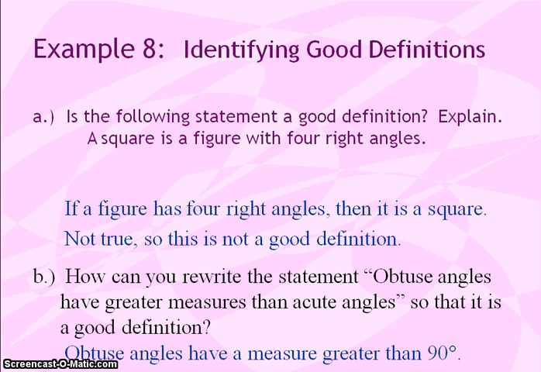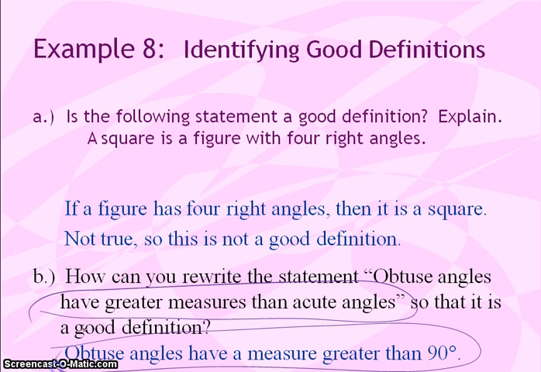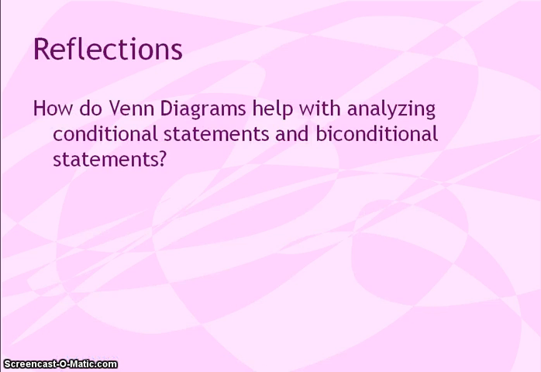Okay, how can you rewrite the statement, obtuse angles have greater measures than acute angles, so that it's a good definition? It's really kind of wordy to say have greater measures than acute angles, plus 90 degrees, which is a right angle, has a greater measure than an acute angle, and it isn't obtuse. So it's really better to be specific and say obtuse angles have a measure greater than 90 degrees.